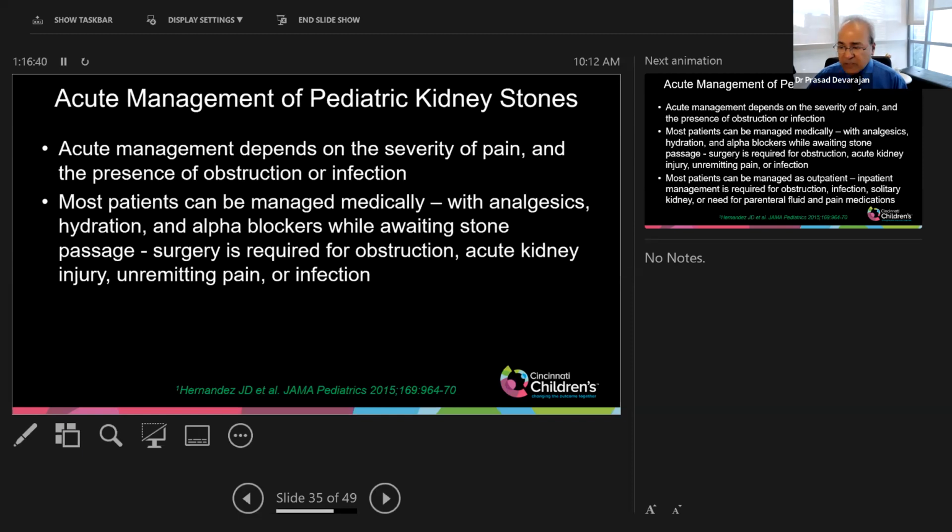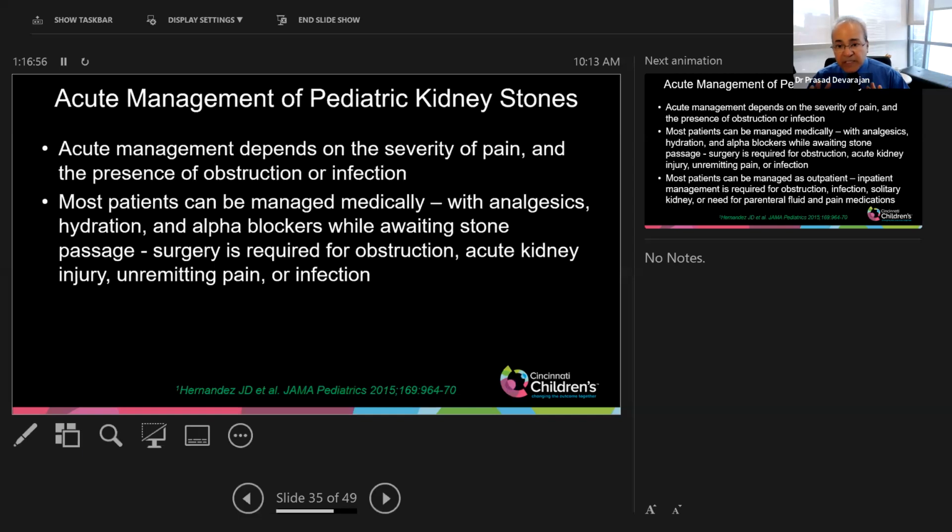When do we call the urologist right away? When we suspect obstruction, when there is acute kidney injury, when the pain is not manageable with medications, or when there is infection. Those are the usual reasons why we would request an urgent urologist to see the patient.